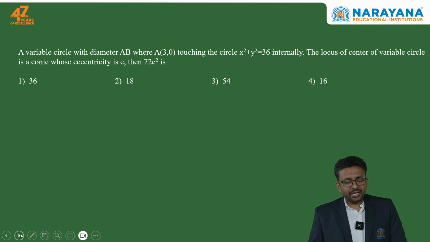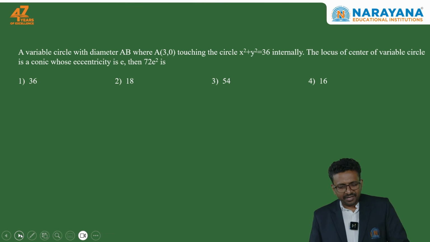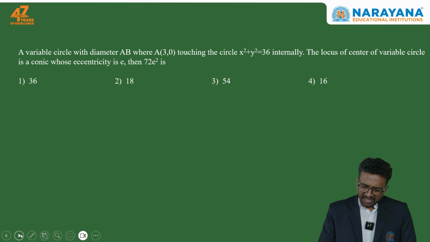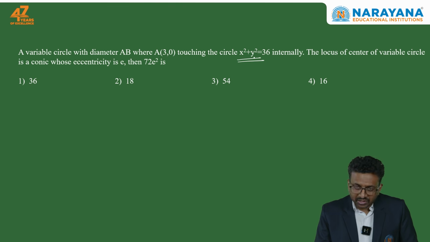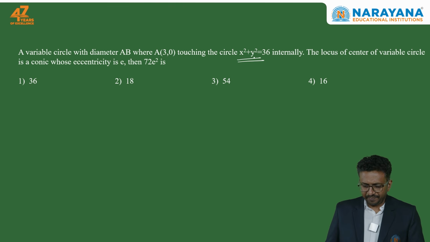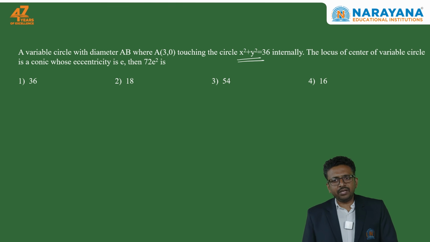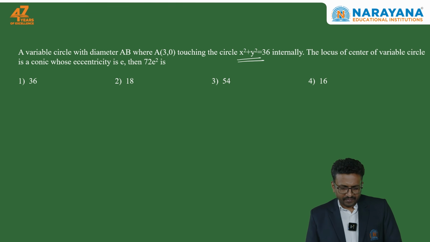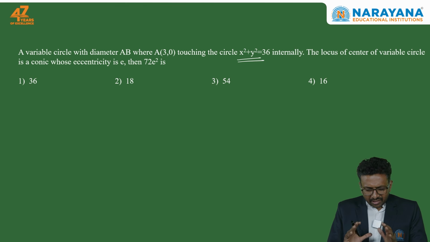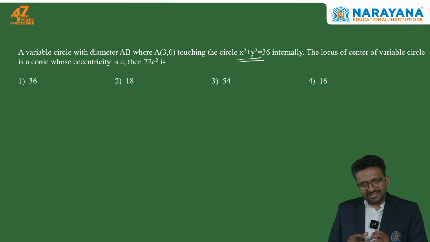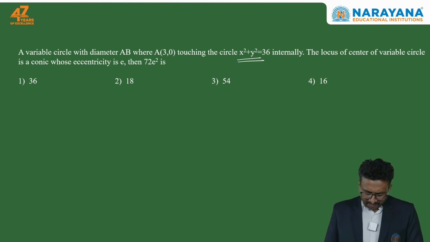So this is an interesting question. A variable circle with diameter AB, where A is 3, 0, is touching the circle x square plus y square is equal to 36 internally. The locus of the center of the variable circle is a conic whose eccentricity is E. 72 E square is being asked. So clearly it's a coordinate geometry question. Let us try to understand this question using a diagram.